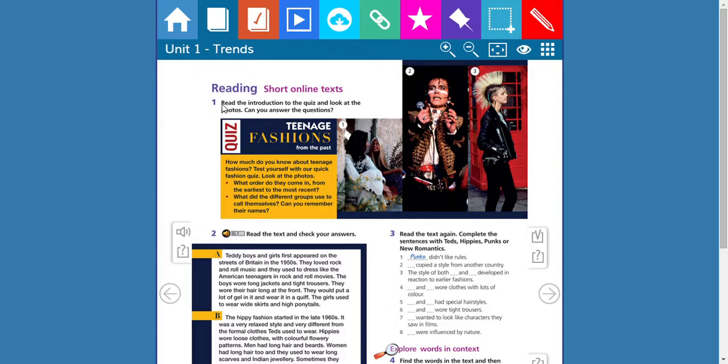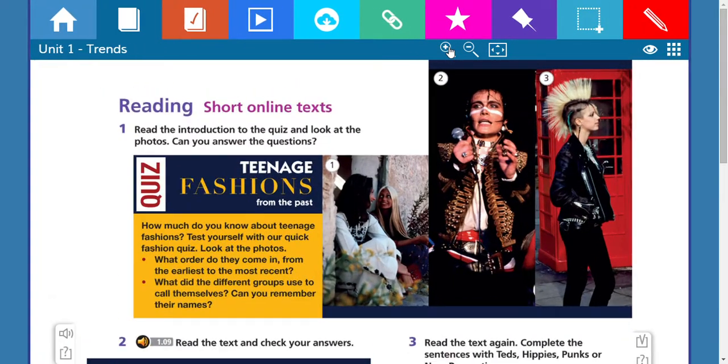Okay, so number 1. Read the introduction to the quiz and look at the photos. Can you answer the questions? So, it says quiz, teenage fashion from the past. Okay, look. Teenage fashion from the past. We're going to talk about fashion, but not fashion from today, fashion from the past. For example, how much do you know about teenage fashion? Test yourself with our quick fashion quiz.